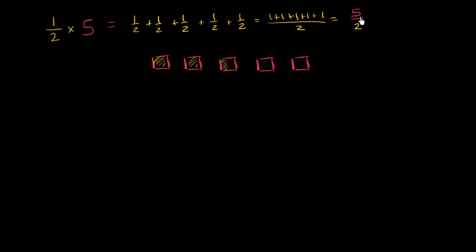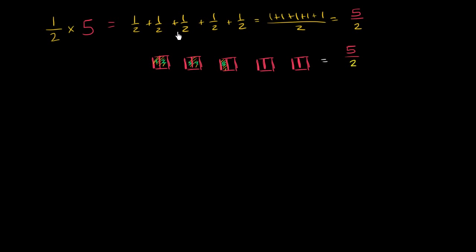Now, is this the same thing as 5 halves? Well, what happens if we divide each of these wholes into halves? So let's do that. Divide each of these into 2. Instead of having 5 wholes, we now have 10 halves. How many of those halves have we filled in? Well, we have filled in 1, 2, 3, 4, 5. So this is also equal to 5 halves.